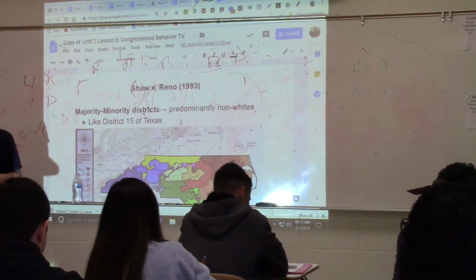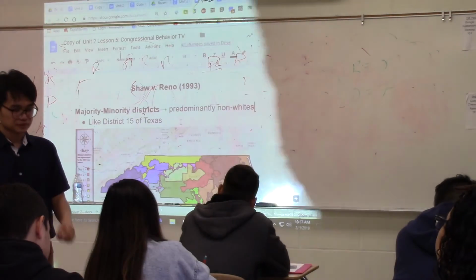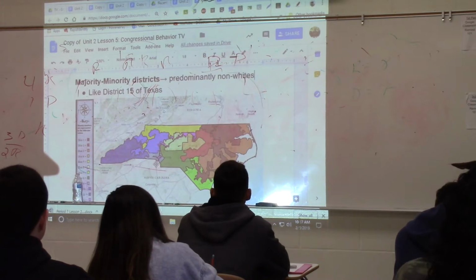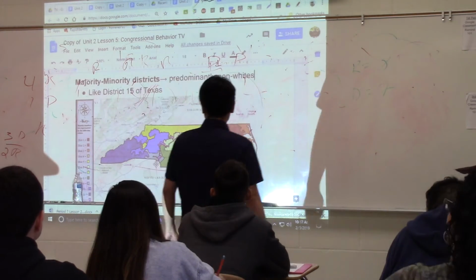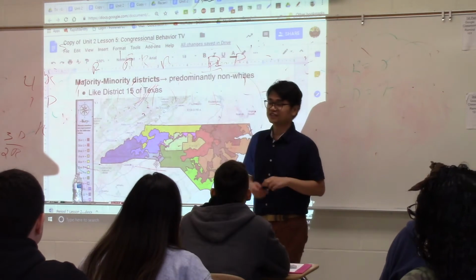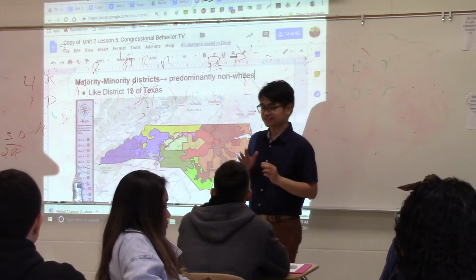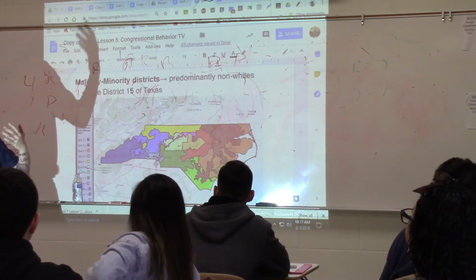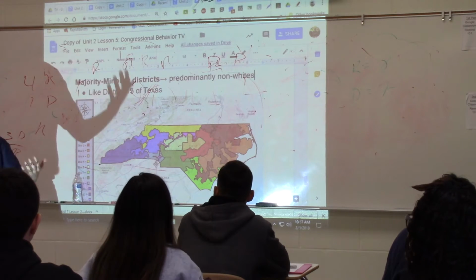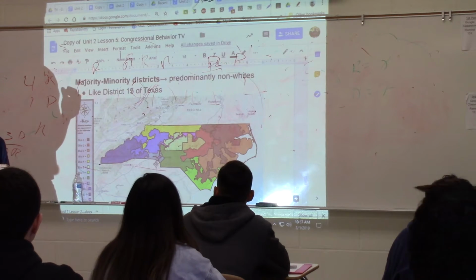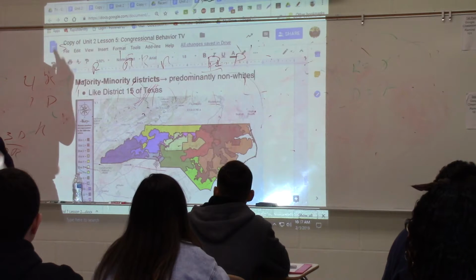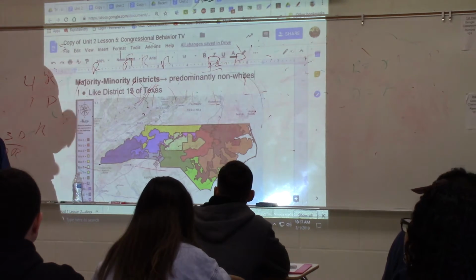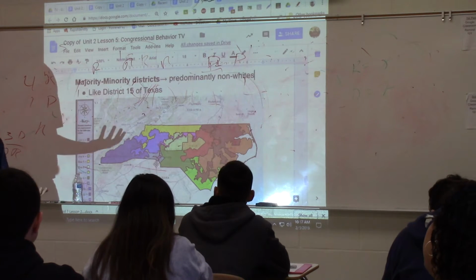This is about North Carolina and its redistricting. In the 1990s, after the census, North Carolina decided to redraw the lines. Like us, North Carolina has a history of discrimination, and it's going to try to do the right thing here. What they found out once they redistricted is they only had one minority-majority district, one that was predominantly African-American.